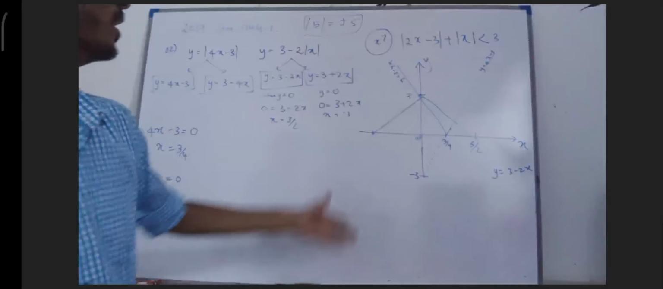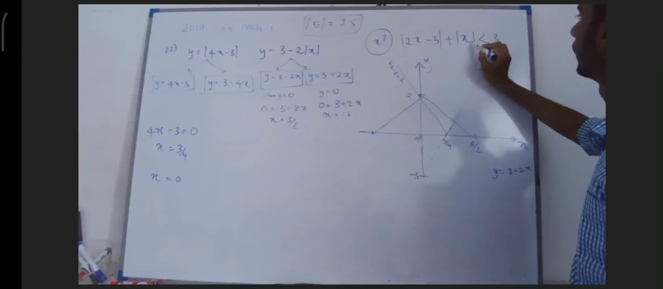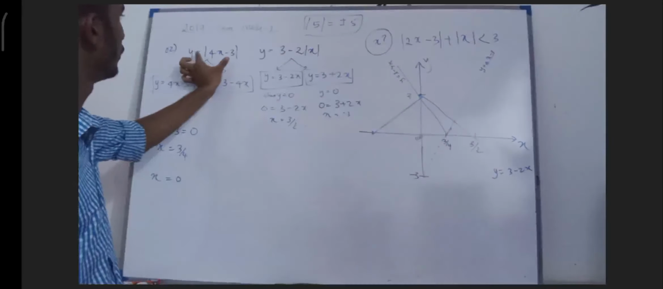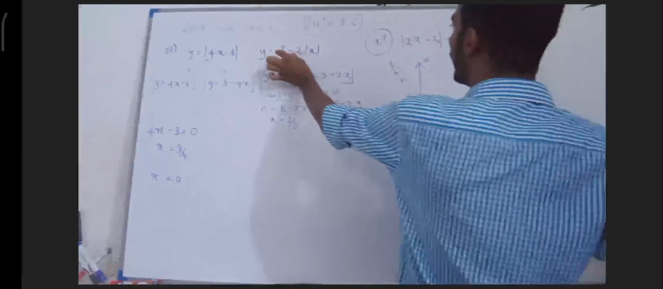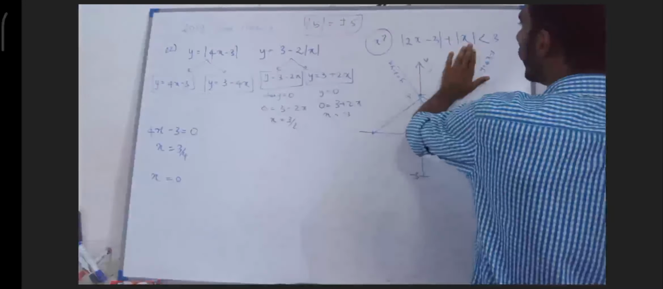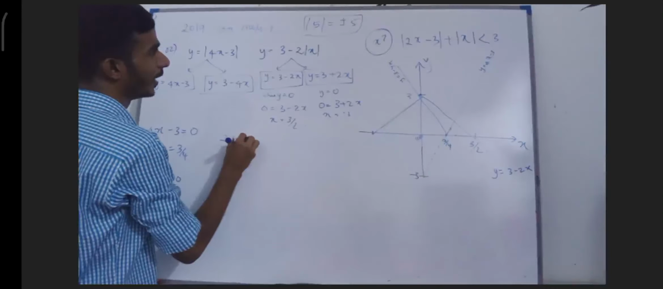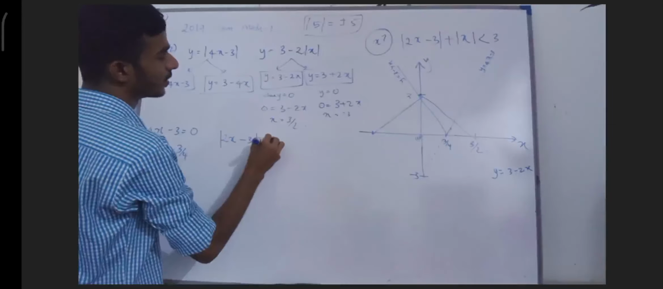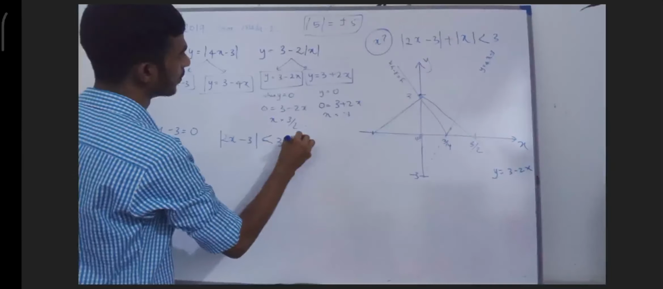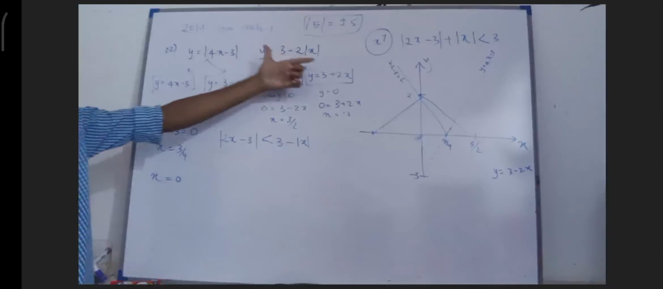So the first part is okay. Now, then they are telling 2x minus 3 plus x, 3 should be here. Now, instead of 4x minus 3, we have 2x minus 3 here, and we have 3 minus 2 mod of x. Okay, so now if I bring this one to this side, 2x minus 3 mod is less than 3 minus mod of x. Okay, so I want to compare these two graphs.